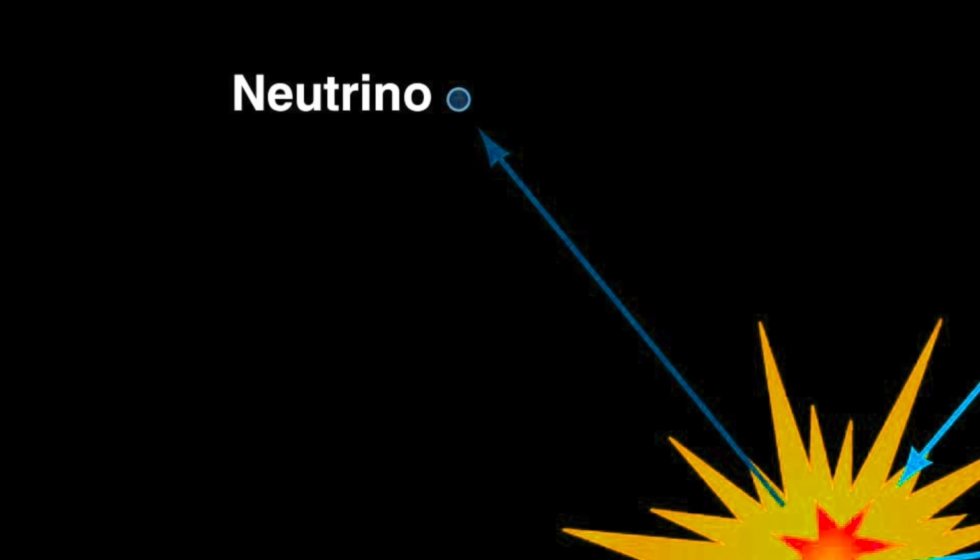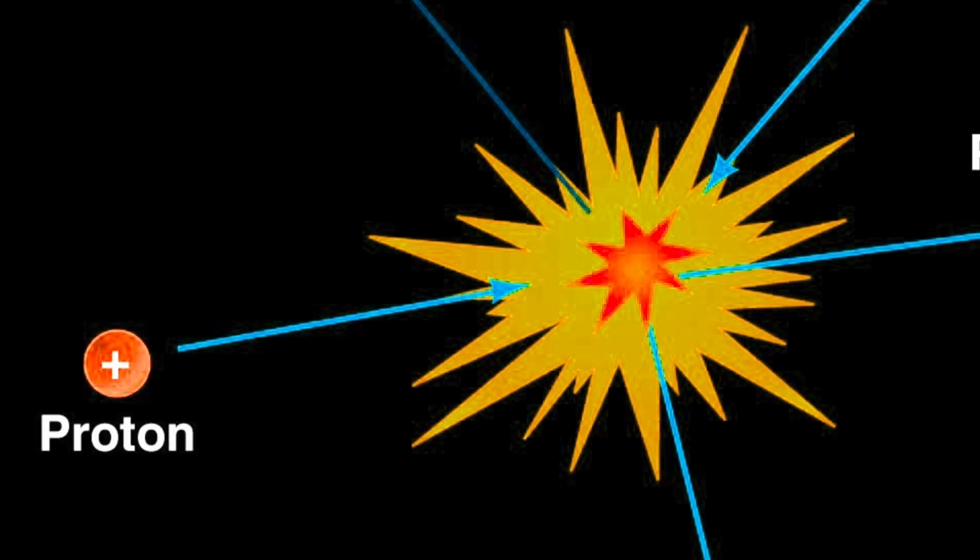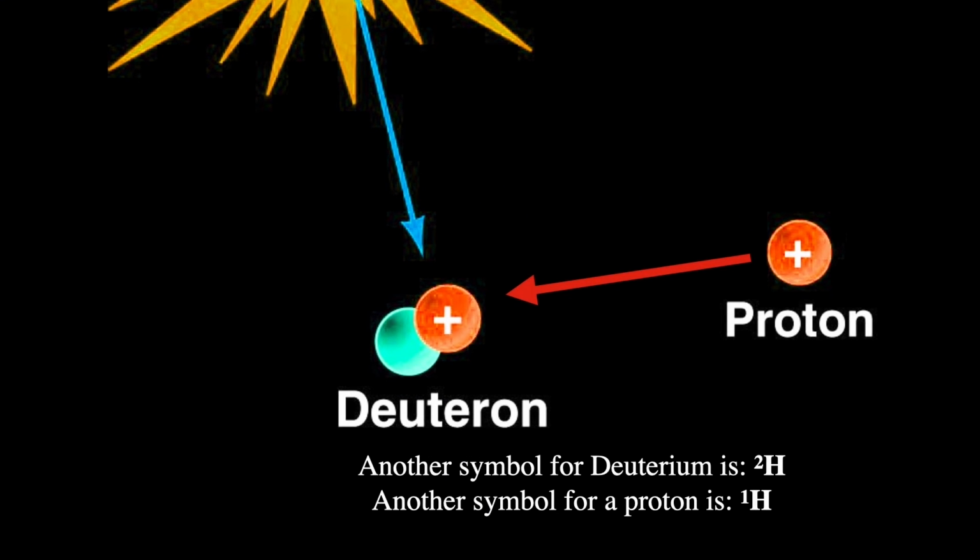So let's look at another thing, a neutrino. Neutrinos don't interact with anything. They just go foop out of the sun. As soon as they're created, they leave the sun. They just don't interact with anything. They are neutral. They don't do anything. They're gone. And the last thing is the deuterium nucleus.